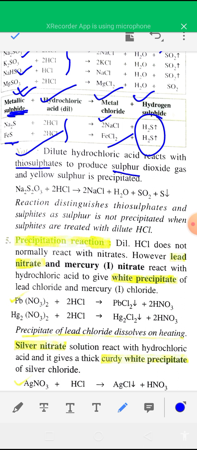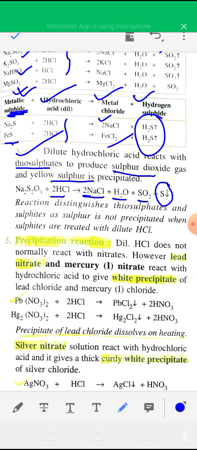One note is given here: dilute hydrochloric acid reacts with thiosulfate to produce sulfur dioxide, and yellow sulfur is precipitated. Sodium thiosulfate means Na2S2O3. When treated with hydrochloric acid, it will form sodium chloride, water, sulfur dioxide, and yellow sulfur as precipitate.